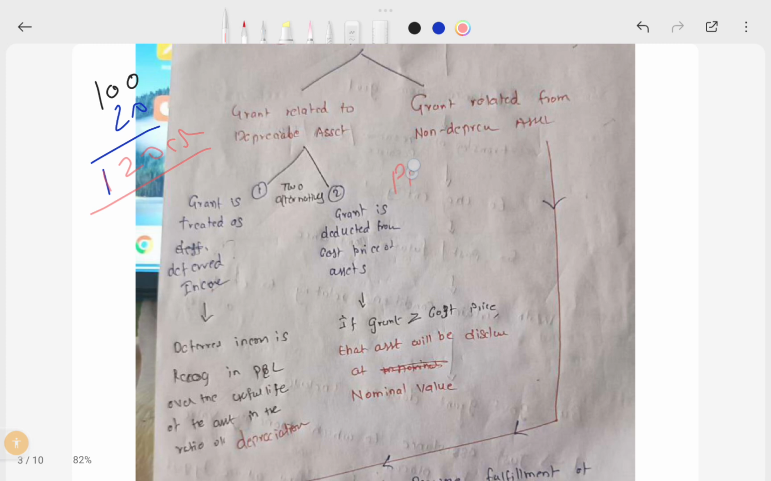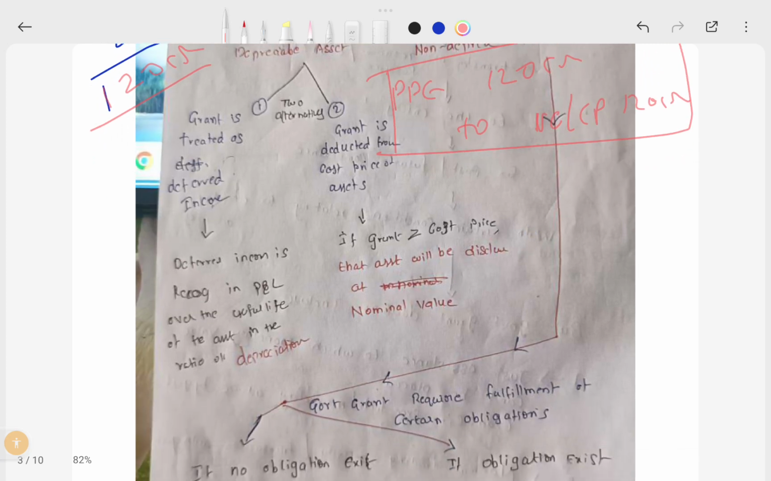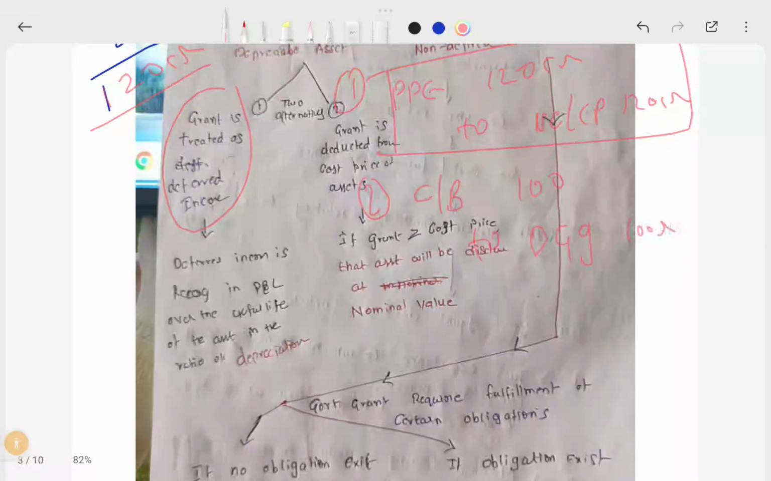Suppose PPE 120 crores to vendor or capital vendor 120 crores. This is the main entry, entry one. Then entry two: in the first model, you show it as a deferred revenue, right? Out of this, you received the government grant. So cash or bank 100 crores to deferred government grant 100 crores.